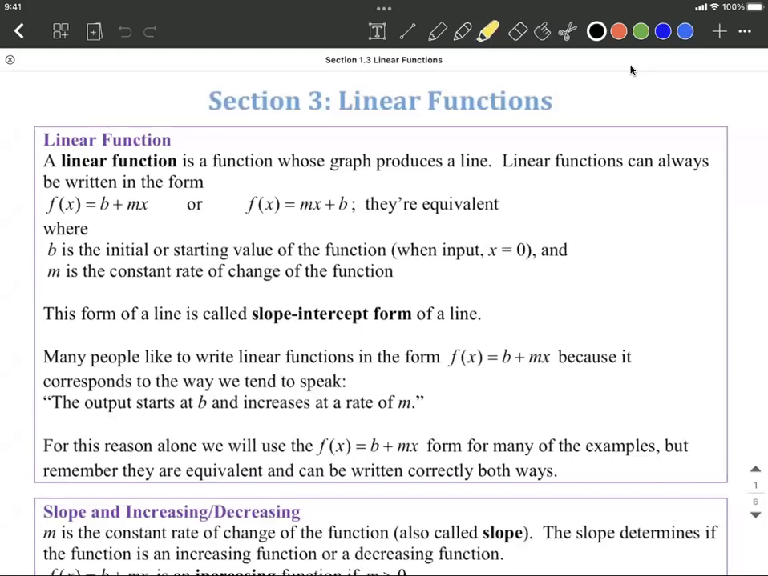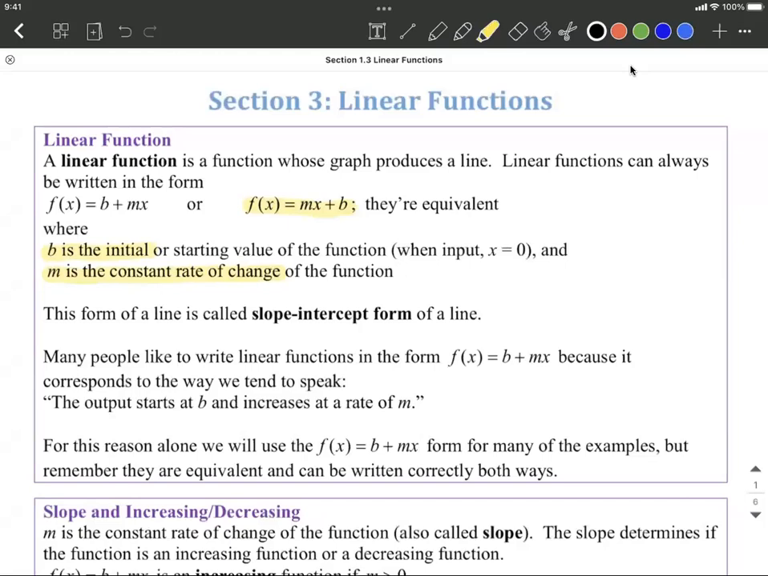So some characteristics we want to think about as we're looking at this. We treat this as y equals mx plus b, or in function notation, f of x equals mx plus b. Now, the components here are important. So b is going to be the initial or starting amount when we're thinking about word problems, or it can be the y-intercept if we're thinking about a graph. The other thing is m. m is going to be the constant rate of change for the function. So it's how quickly the function is increasing or decreasing, depending on whether it's positive or negative.